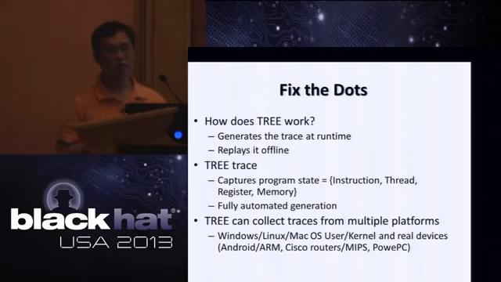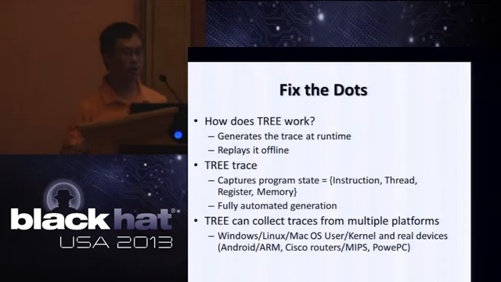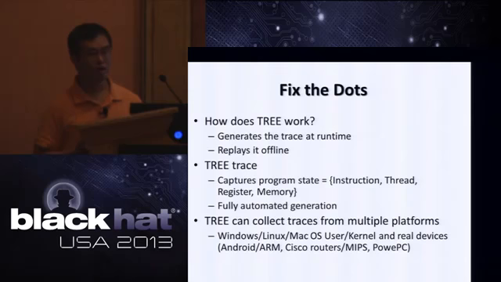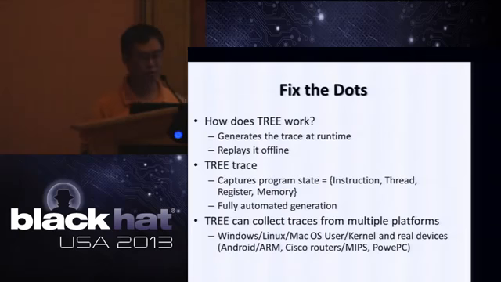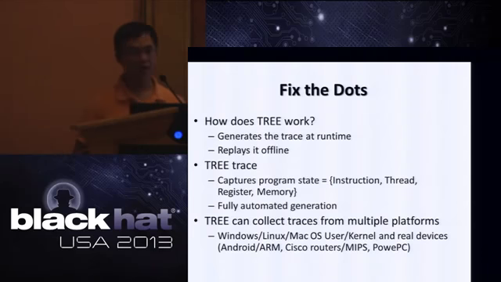So in the tree trace, we'll record and capture the program states. Actually, we only capture the data, the changes between the program states. That will include the instruction, thread, register, and memory, and we have automated this process so you don't have to do it manually. So based on the debugging infrastructure, we can collect the trace from different operating systems, such as Windows, Linux, Mac, and from user mode and kernel mode. And we are still working on getting the trace from real devices such as Android or the Cisco router switches.